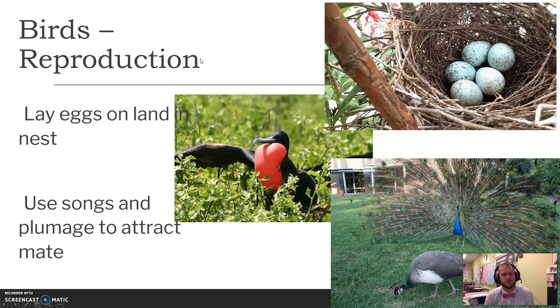As far as birds for reproduction, again, they will lay their eggs on land, but in a nest. And that nest is usually up in a tree. So when we say on land, we're just meaning not underwater, because it's usually above the land up in the trees. Another fun aspect to birds is that they will use their plumage, or their feathers and such, as a way to attract a mate for reproduction.